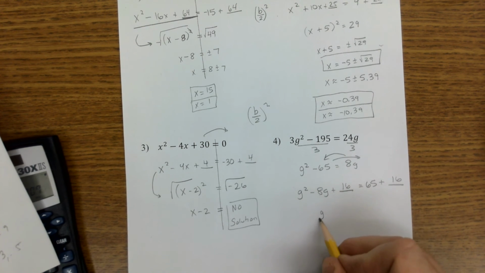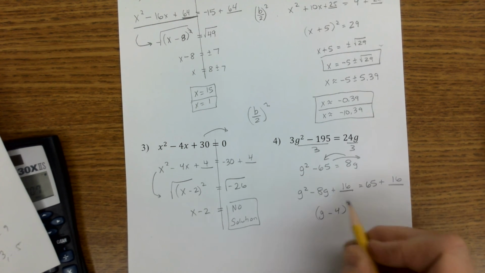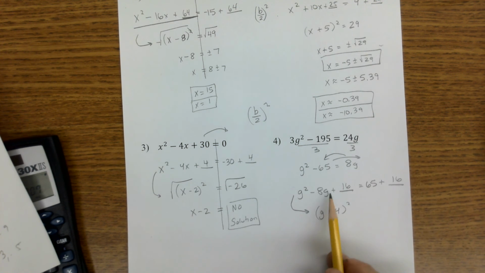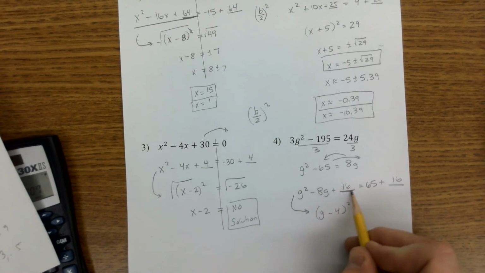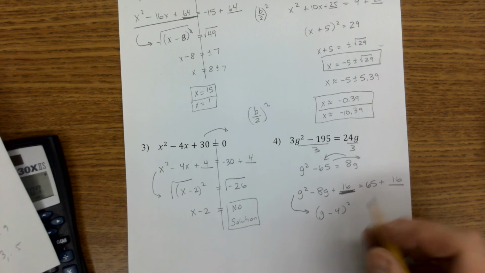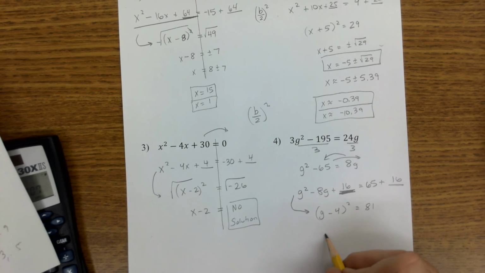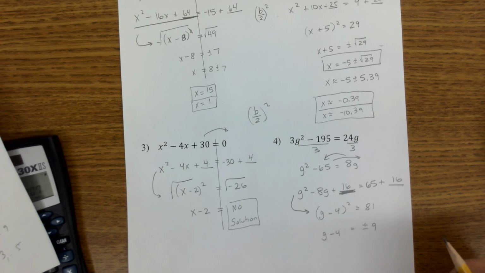16 there. (g minus 4) squared, and here's where the name comes from. I put this 16 in here to complete this perfect square. 81. g minus 4 equals plus or minus 9 after I square root both sides. Add the 4 over there, 4 plus or minus 9. My two answers are 13 and negative 5.